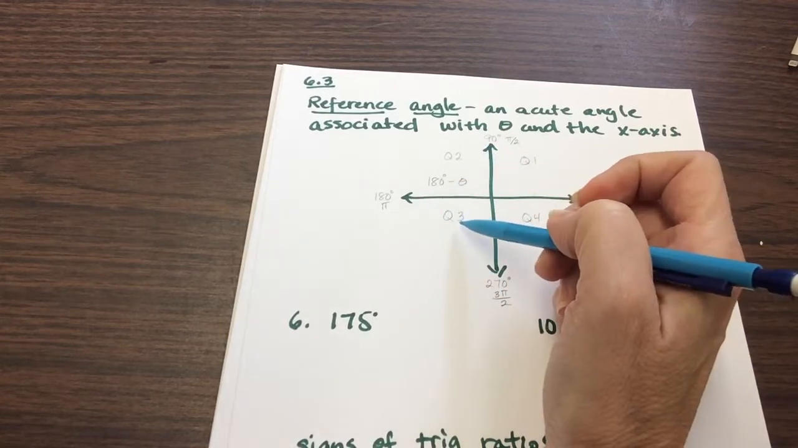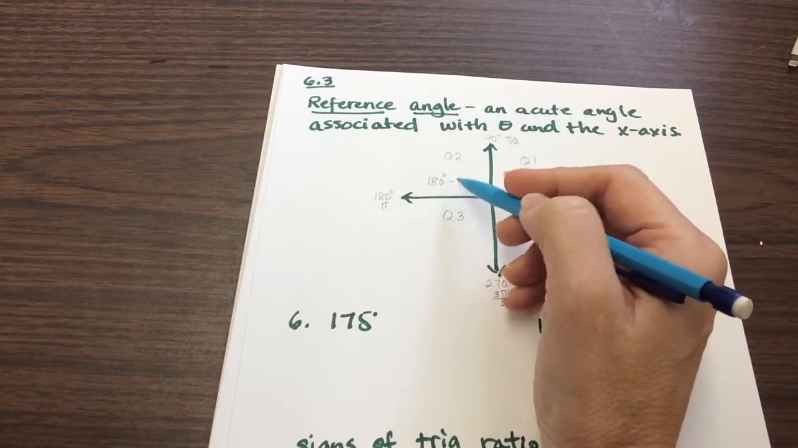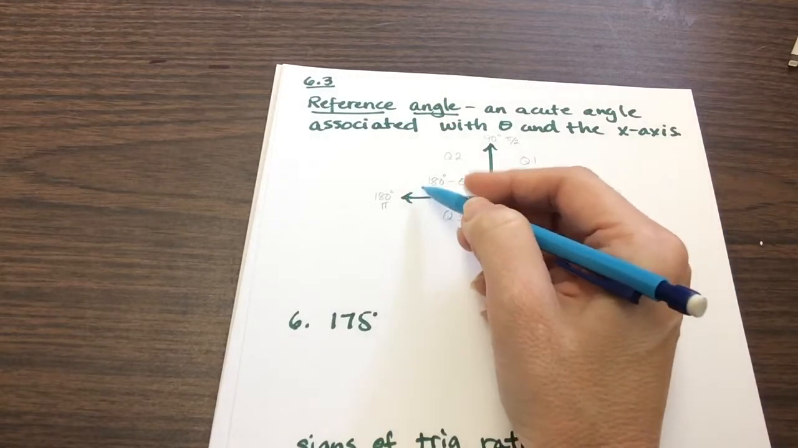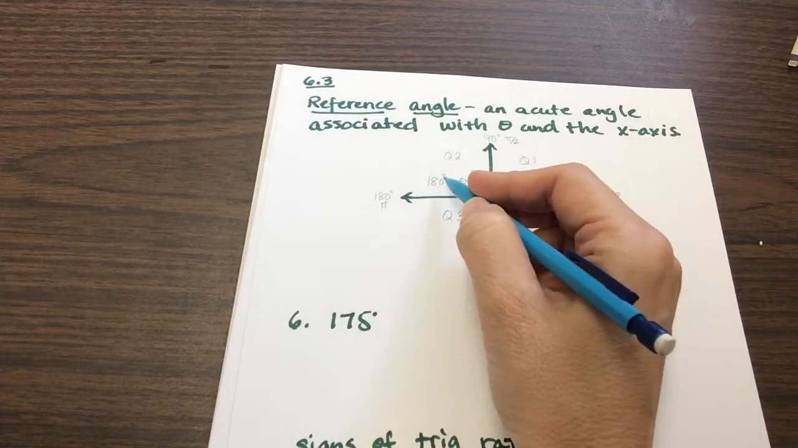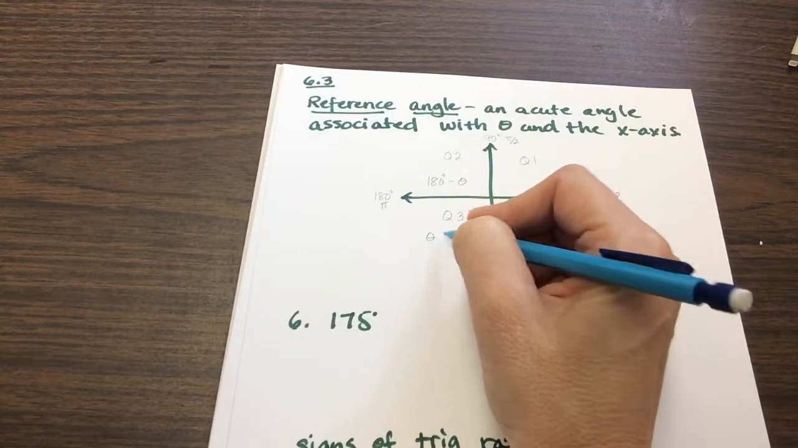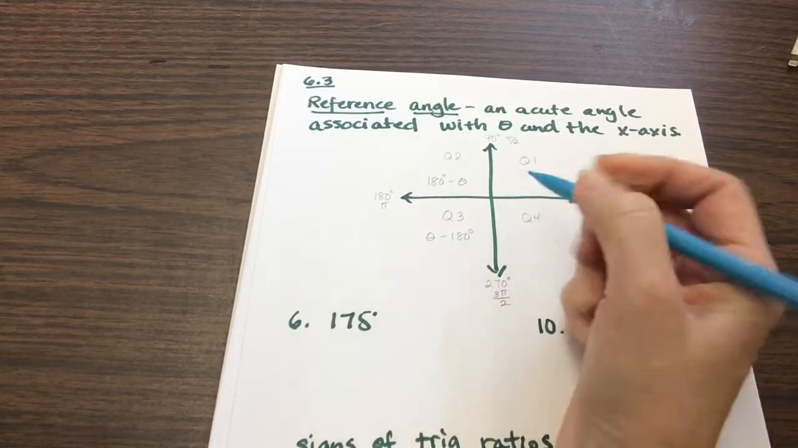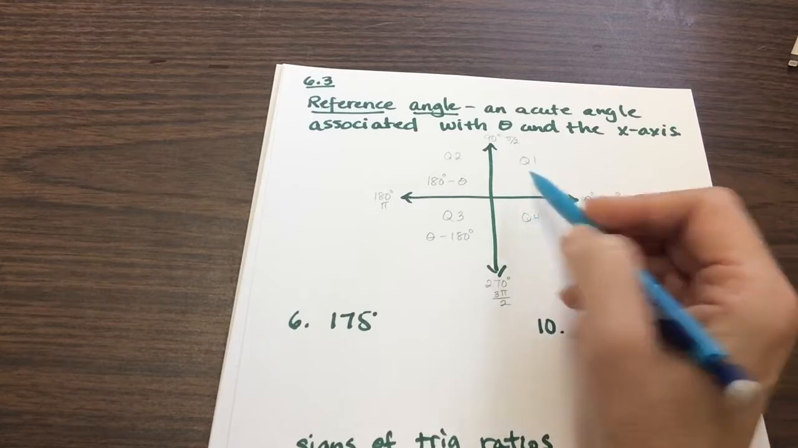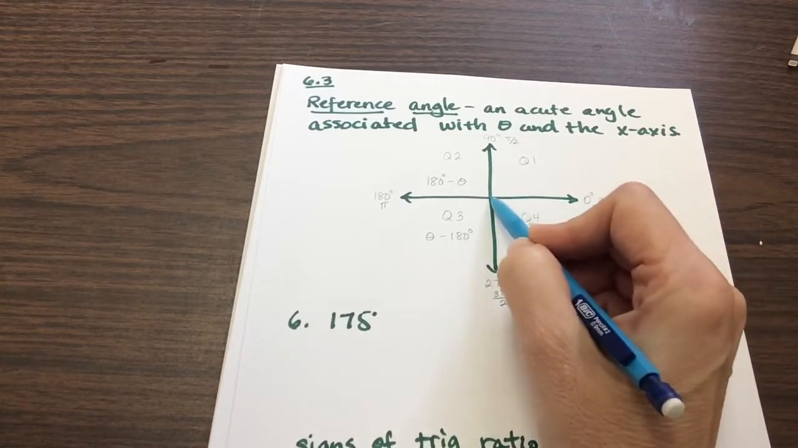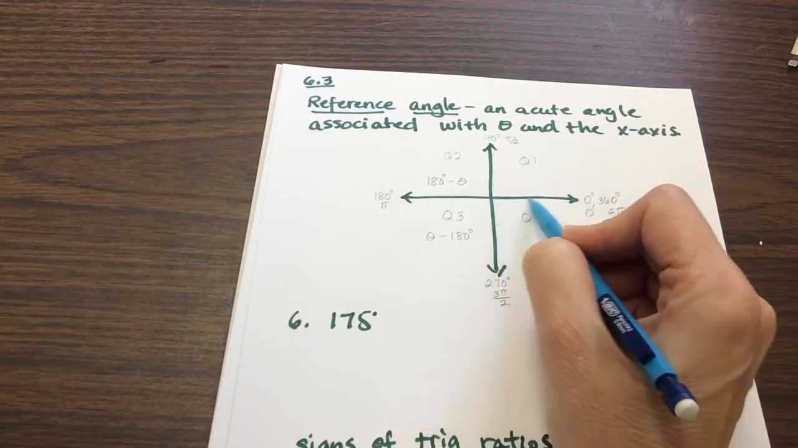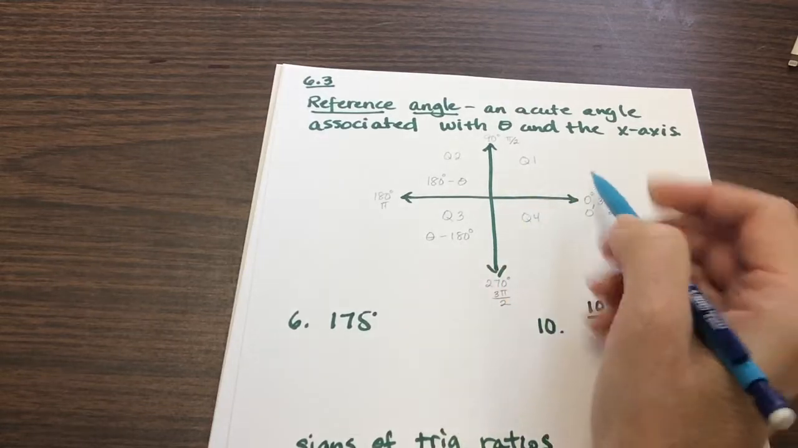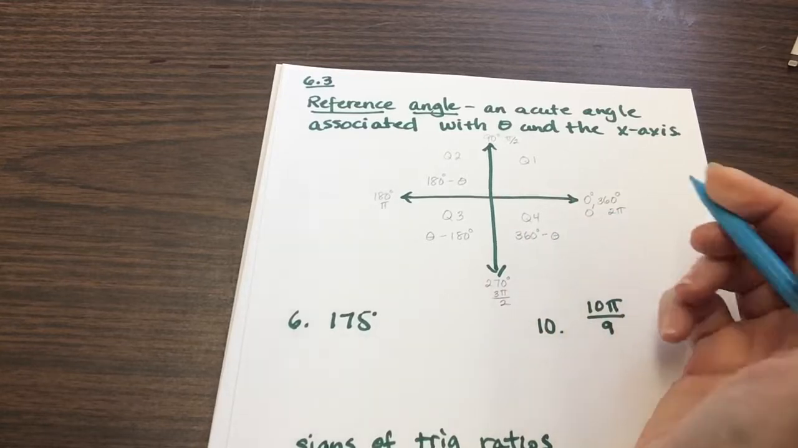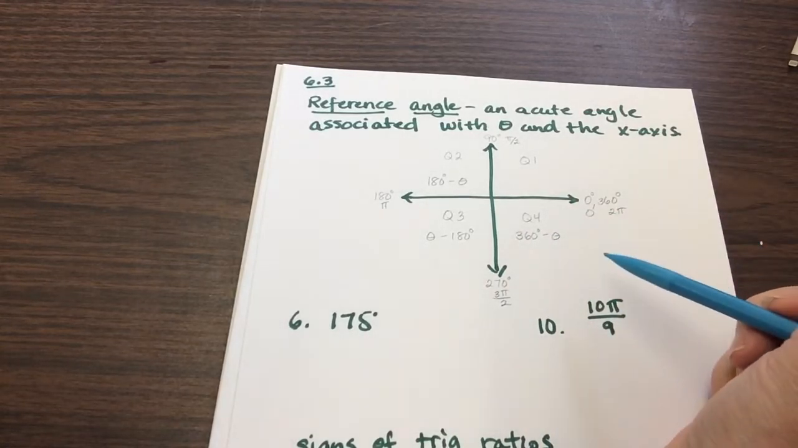Okay? Then if I'm in quadrant 3, I'm basically doing the same thing. I'm looking at my x-axis, or 180 degrees, as my reference. But instead of subtracting theta from 180, I'm going to subtract 180 from theta, because theta is going to be bigger than 180 in this third quadrant. And then the fourth quadrant, it's still important that you associate this with the x-axis, and the angle there is 360. So to find my reference angle there, I'm going to subtract theta from 360 degrees.